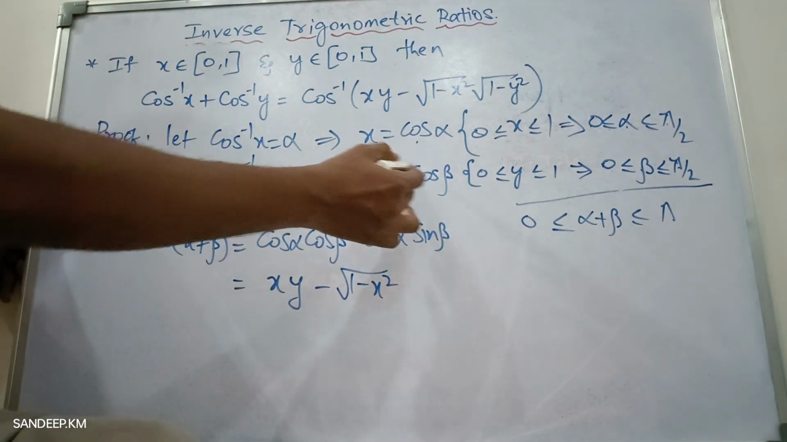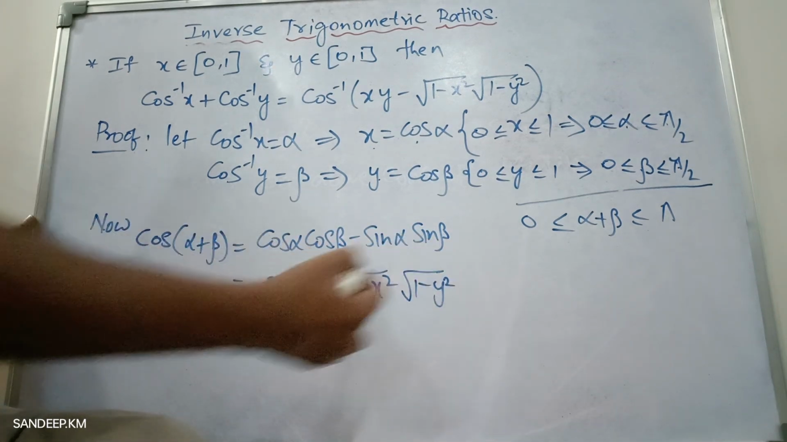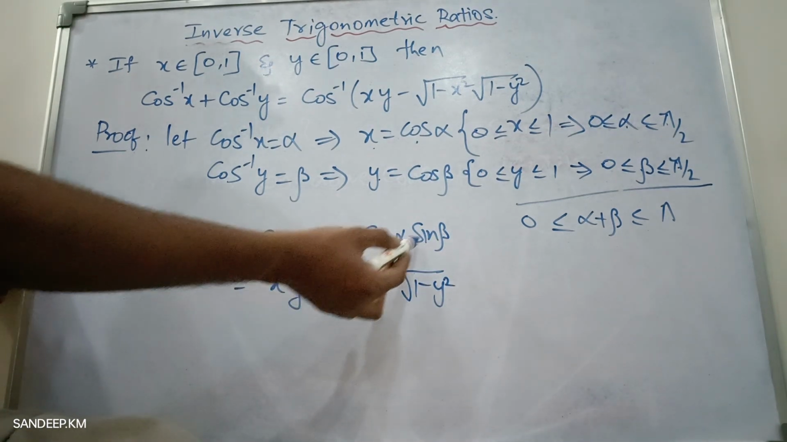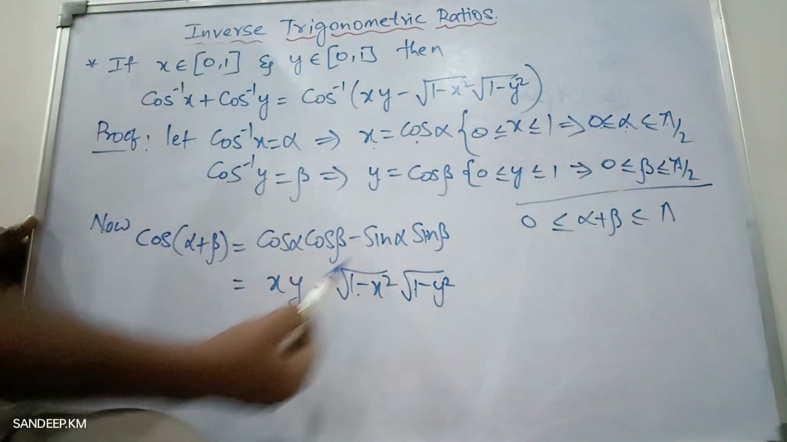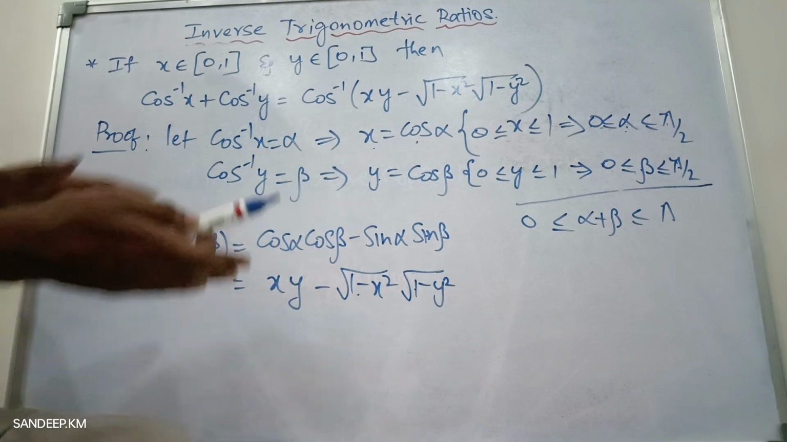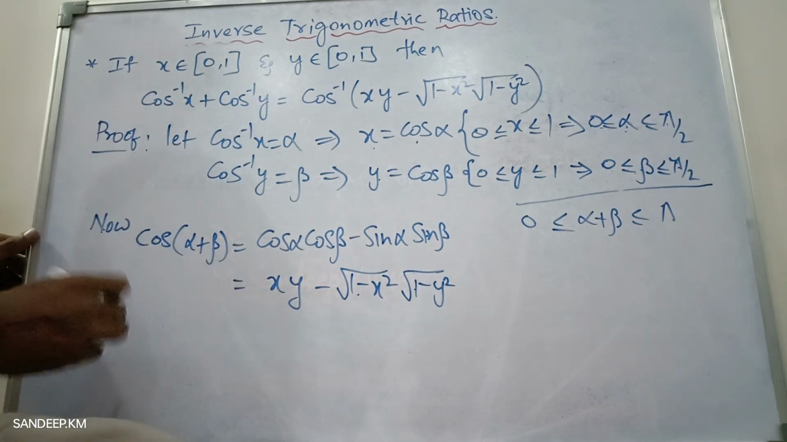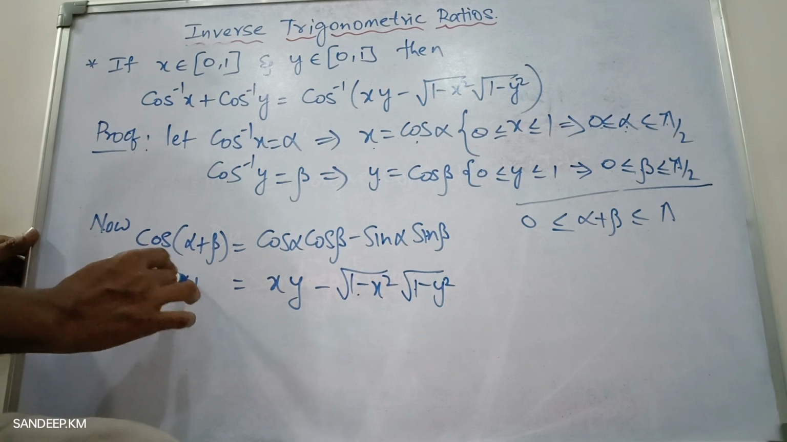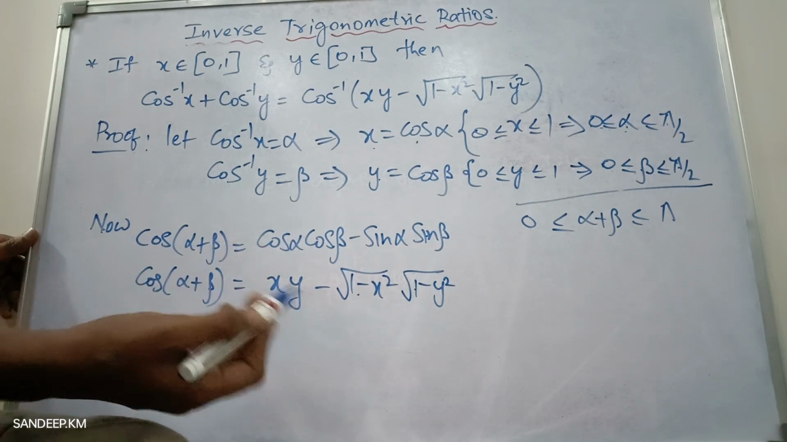And similarly, if cos beta is y, then sin beta is square root of 1 minus y square. Sin alpha is positive and sin beta is positive because alpha and beta are in the first quadrant. So always carefully solve every step. Anyhow, we have got cos of alpha plus beta is equal to xy minus root of 1 minus x square into root of 1 minus y square.